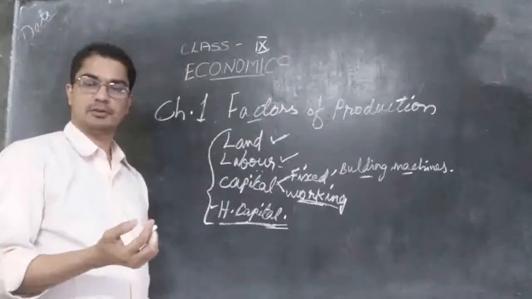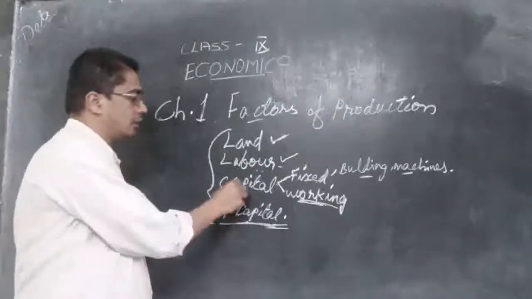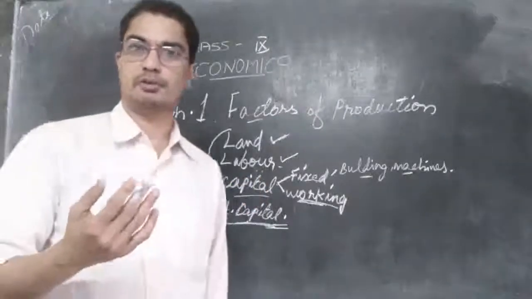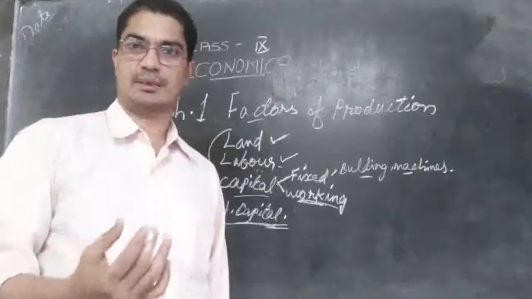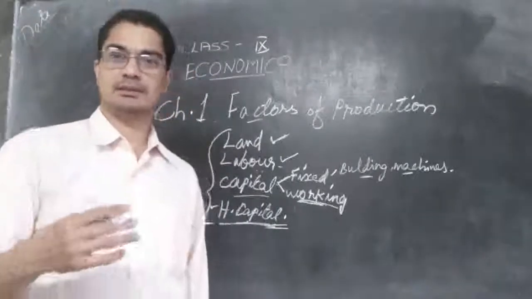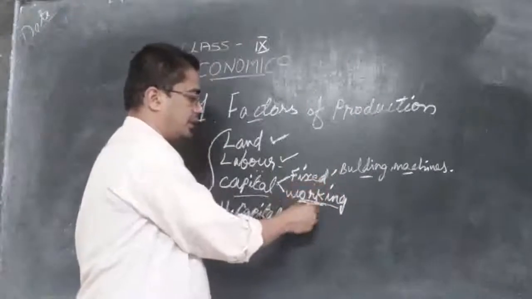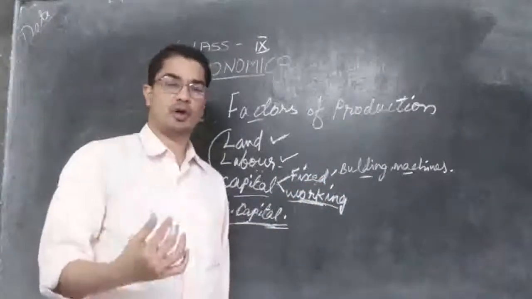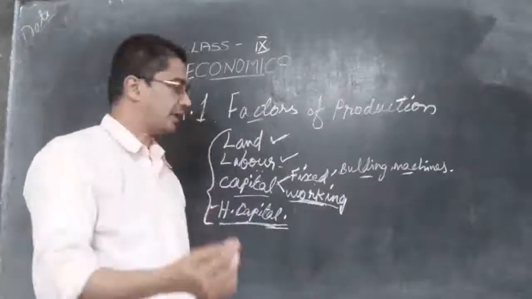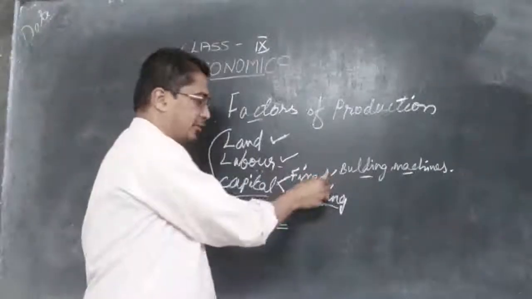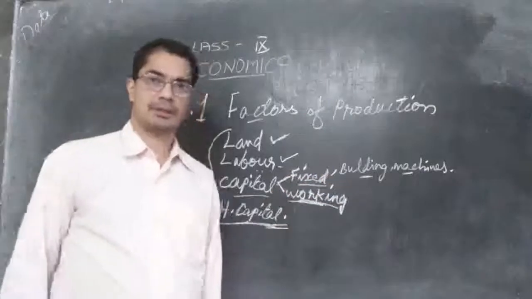Then he needs money to buy the capital. For example, he needs to plow, he needs to buy a tractor, a spade, a sickle. Lots of things are required. So he needs working capital for buying all these things. And after buying all these things, the spade and the tractor, all those things will become the fixed capital.